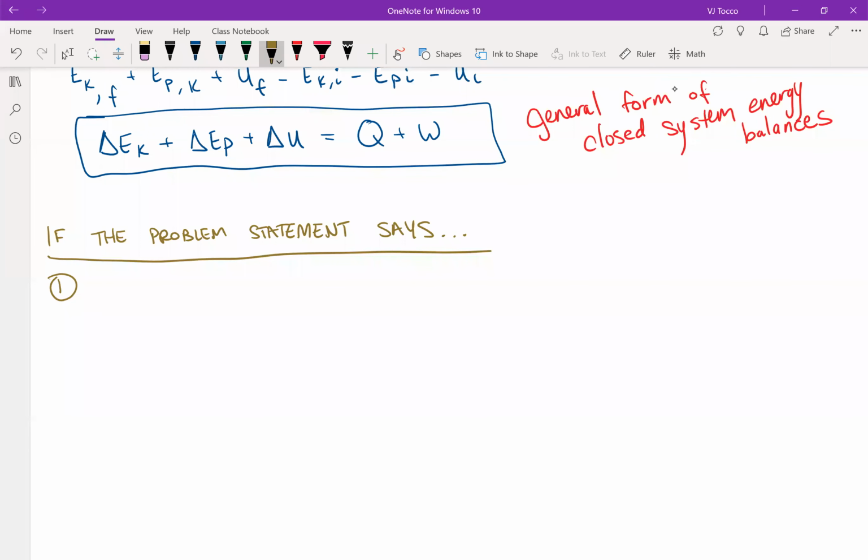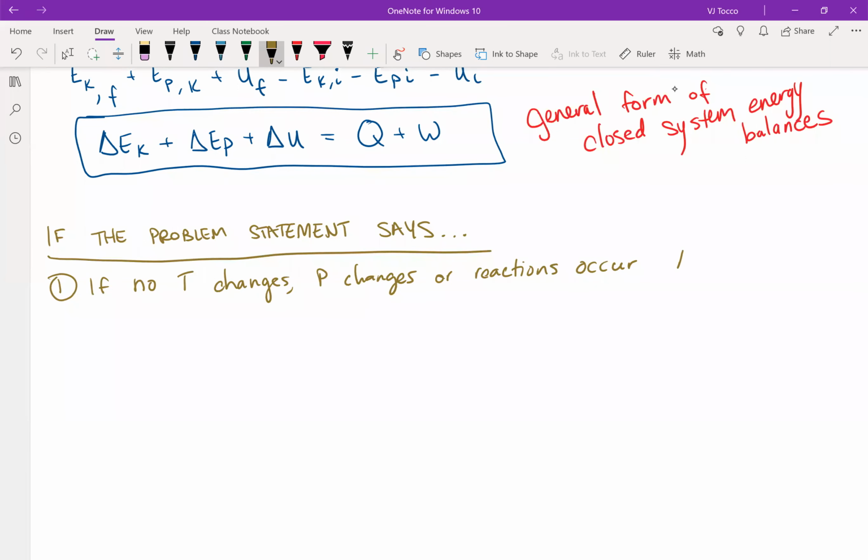Number one is if no temperature changes, phase changes, or reactions occur. If no T changes, P changes, or reactions occur, think to yourself, one of the 5 terms of the general form of the closed system energy balance is going to cancel and be equal to 0. Think to yourself about which one this means.